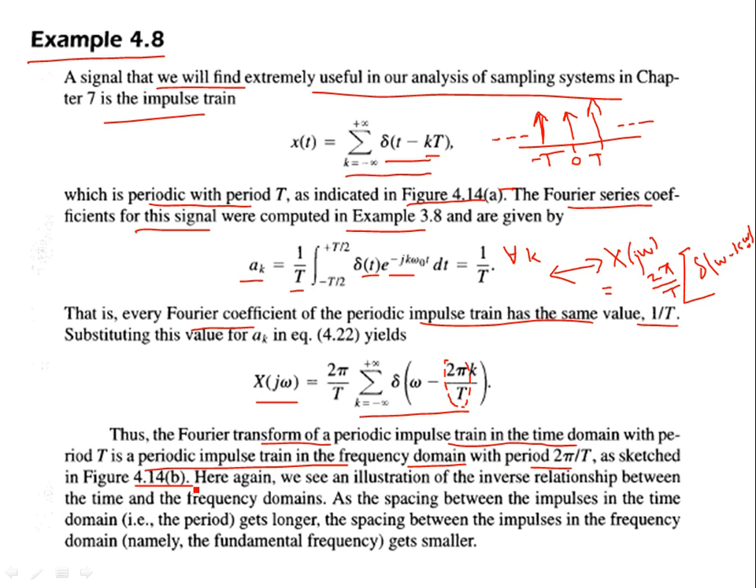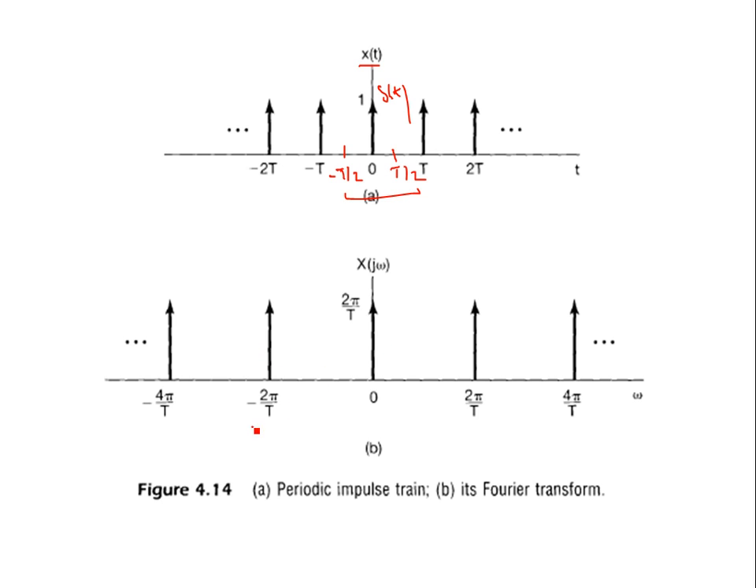This is sketched in figure 4.14b. You can see over here, for example, this is sketched for k equal to 1, and then for k equal to 2, this is 4 pi by T. Again, this is periodic. The Fourier coefficient 1 over T is multiplied by 2 pi. So in figure A, you have the periodic impulse train in the time domain. In part B, you have the Fourier transform of it, X(j omega). It's just the Fourier series coefficients multiplied with 2 pi, and the rest is the repetition, the impulse train.